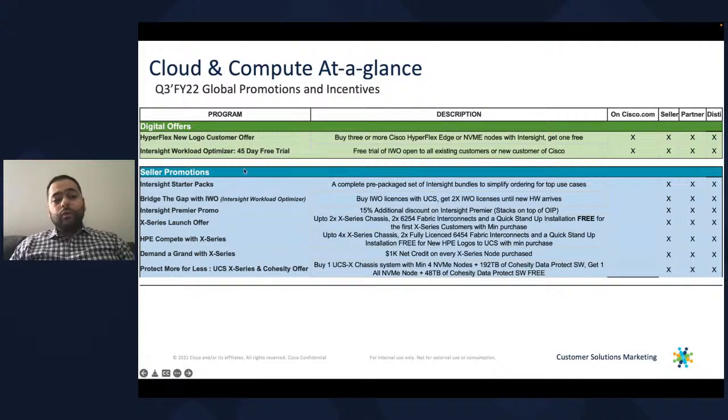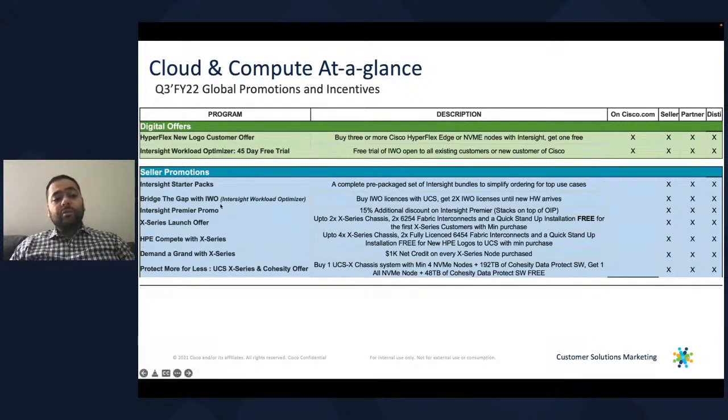We have Intersite Workload Optimizer, which is a 45-day free trial for our customers. And here they can be an existing customer for Cisco or they can be even new customers as well. If we go to the sellers promotion, and I'm going to get into the details of some of these important promotions in the next slides. Intersite Starter Pack. This is a complete pre-packaged set of Intersite in order to enhance and simplify the ordering process based on the use cases.